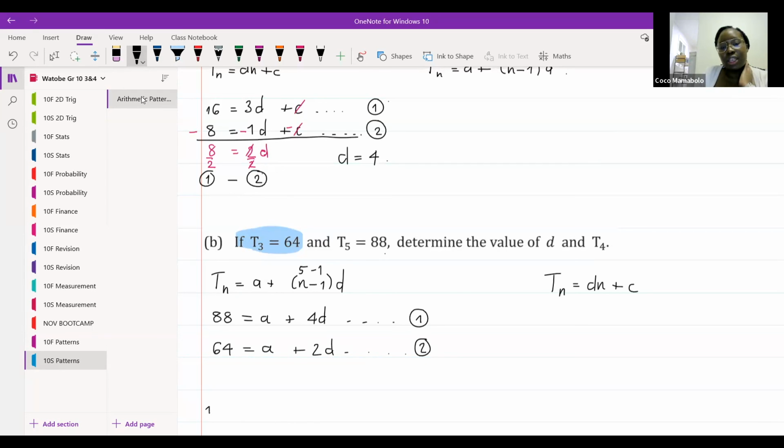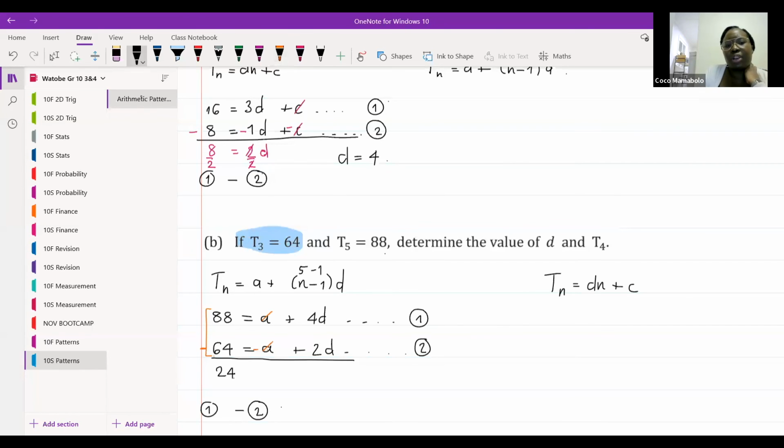Then my next step is to take equation 1 minus equation 2. What's 88 minus 64? Remember we're minusing in this direction. 88 minus 64. I think it's going to equal 24. So over here, we're going to have 24. A minus A is going to give us 0. Correct. They're going to cancel each other out.